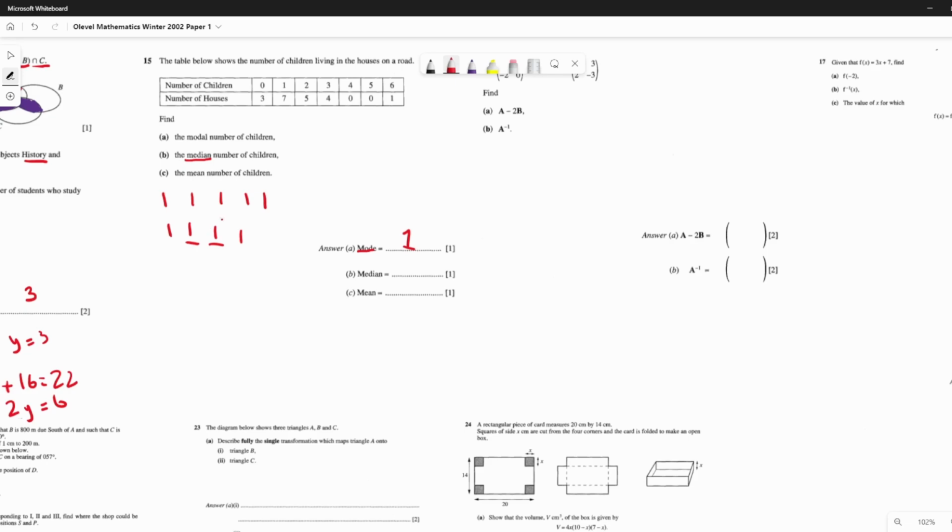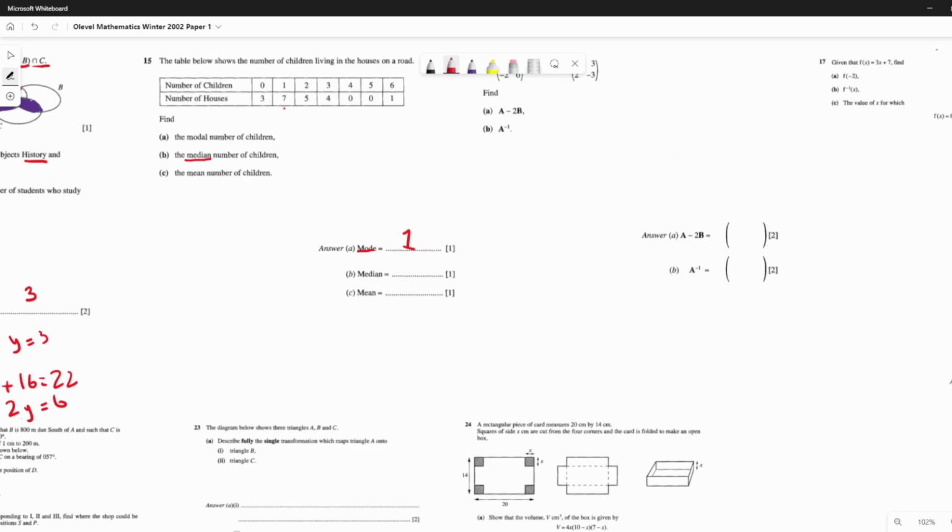Now it's a little harder to do the median because there's no real middle, but these two are the middle. So to find the median of a list which has an even number of values, you basically get the average of these two values. So the median of this would be 1 plus 1 over 2, which would eventually give us 1. So that's just something we need to know.